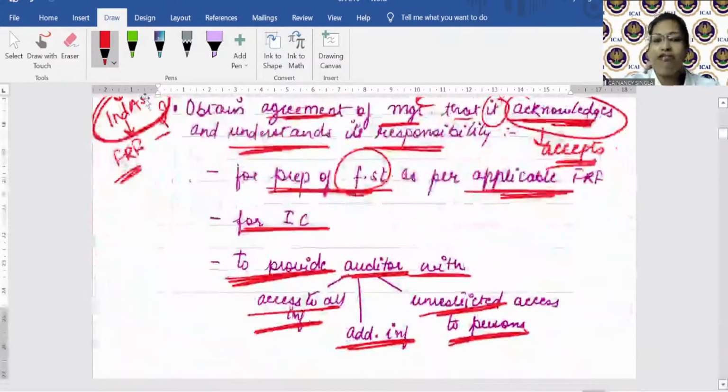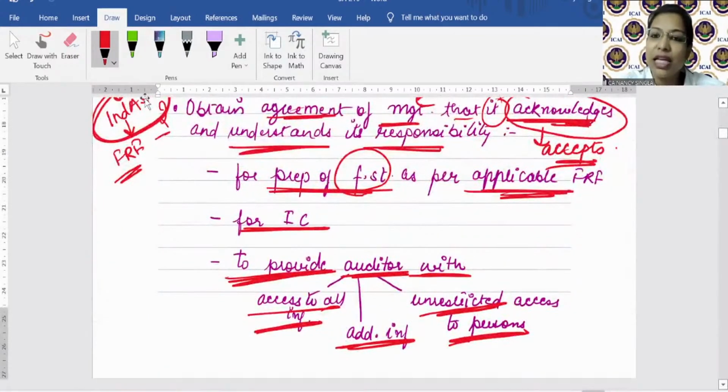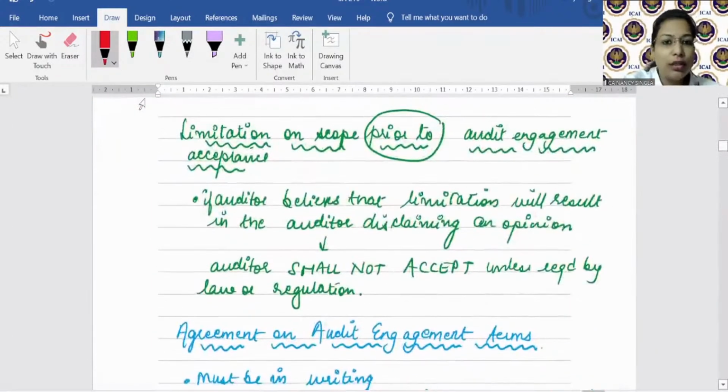Whether applicable FRF, जो FRF है जिससे financial statements prepare किए हैं, whether that is acceptable or not. Further, management acknowledges and understands its responsibility for preparation of financial statements as per applicable FRF, for internal control implementation, to provide auditor with access to all information, additional information, and unrestricted access to persons. Clear? Clear. So these are the preconditions.